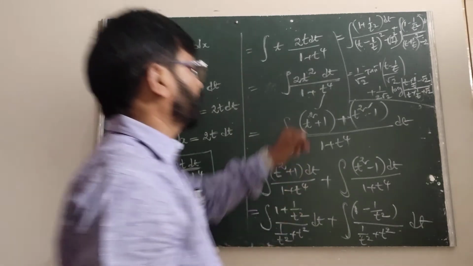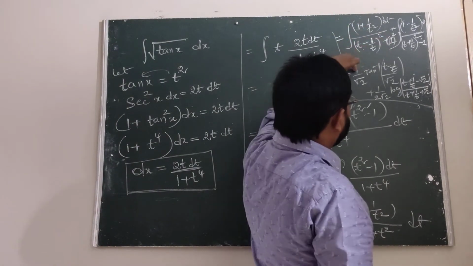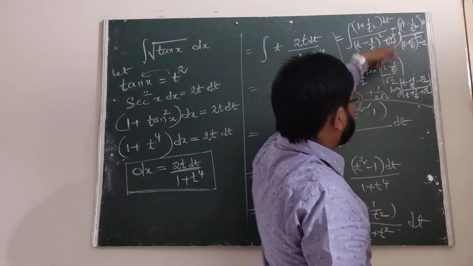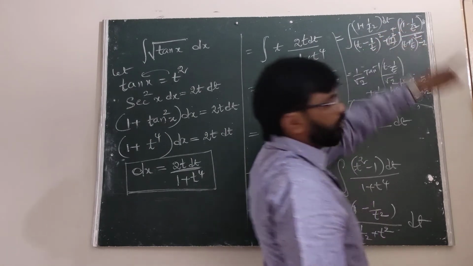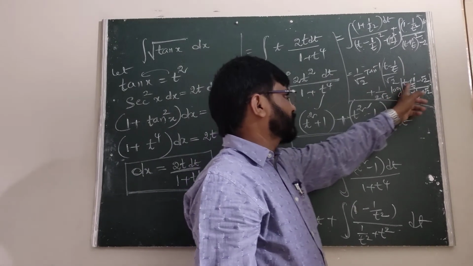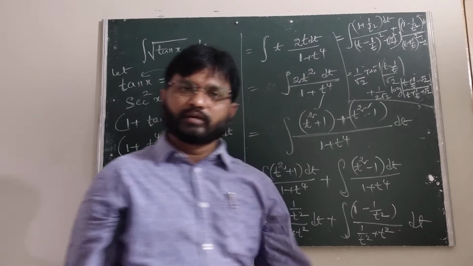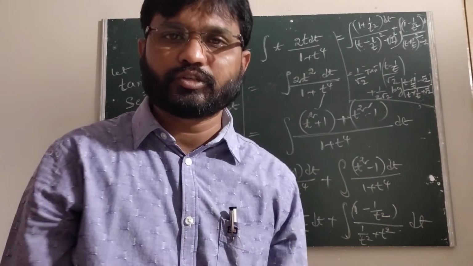Then this is compared with dy by x square plus a square, which is 1 by a tan inverse of x by a, and dy by x square minus a square, where 1 upon x square minus a square is 1 by 2a log mod of x minus a by x plus a. Finally, we take the integral constant as c. This is the first one. Okay.